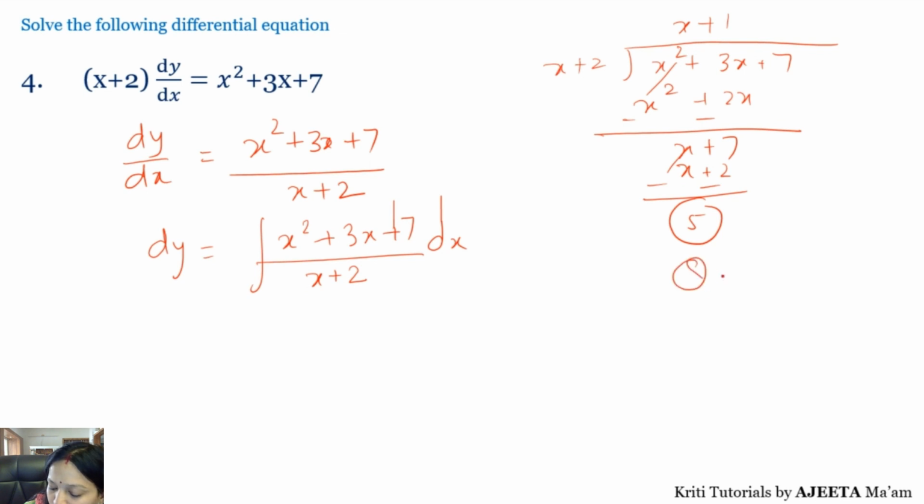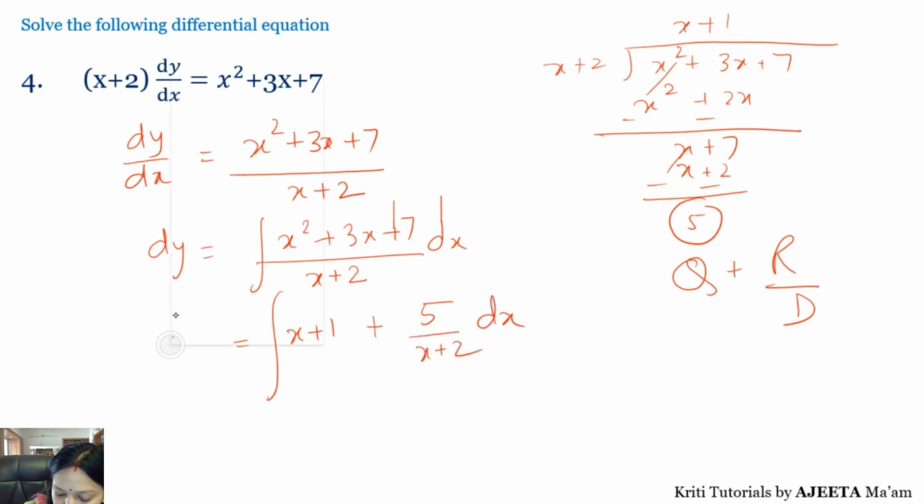So what is the format? Quotient plus remainder upon denominator. So how will you write it? x plus 1 plus remainder upon denominator. So this is to be integrated. Correct? And on this side what do we have? dy. So what's the answer? y.